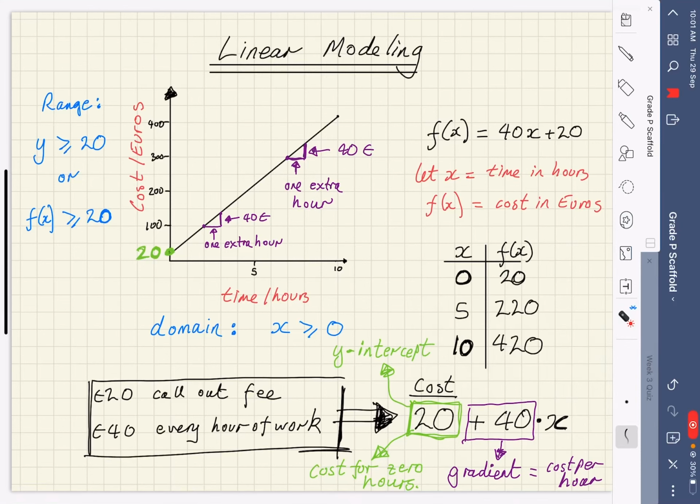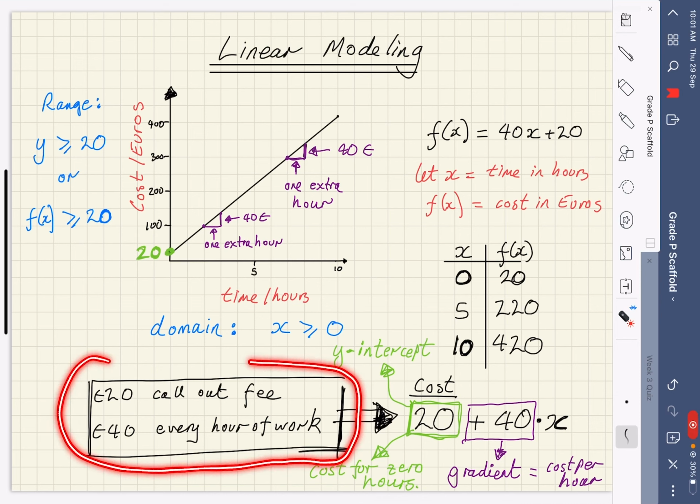Alright, so here's a nice picture of a linear model. This is for the plumber's charges, and there's a lot going on here, but we can make connections across many areas. So the starting point is here. It's basically a €20 call out fee, then €40 extra for every hour of work after that.